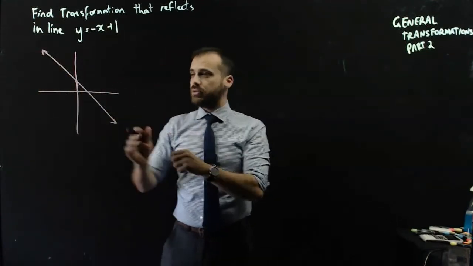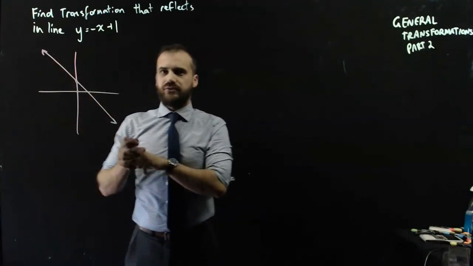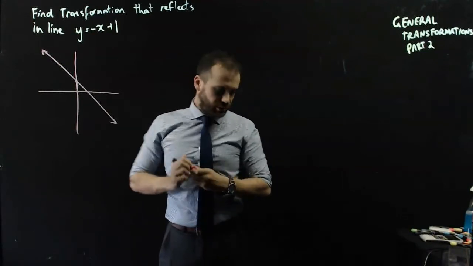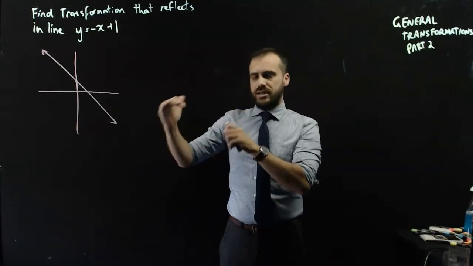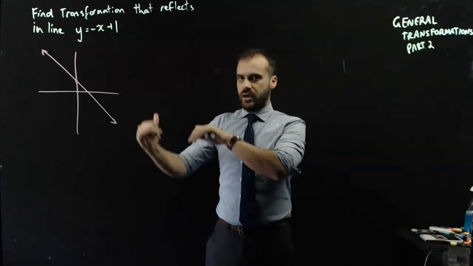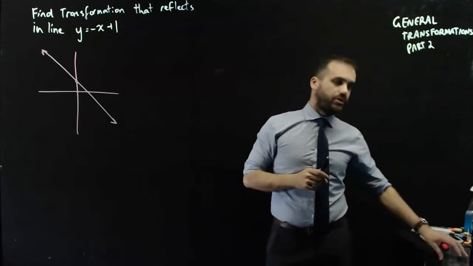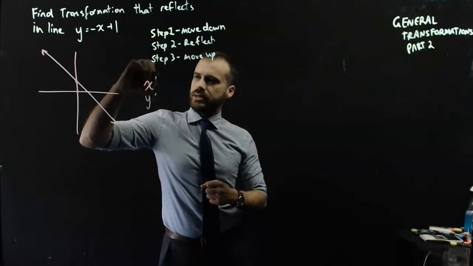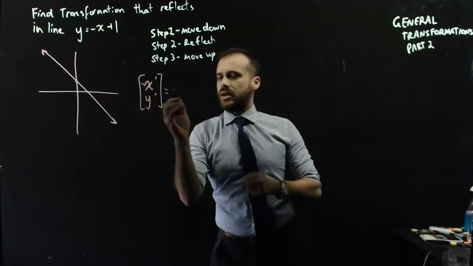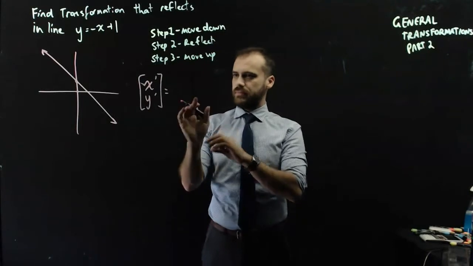Now, we know how to reflect in lines that pass through the origin, but we don't know how to reflect in lines like that. So, similar to a previous one, we're going to move that line down, reflect, and move back up again. So that's going to be our three-step process. So that means that our image is going to be equal to, now there's going to be a reflection matrix. We'll deal with the reflection matrix in a minute.